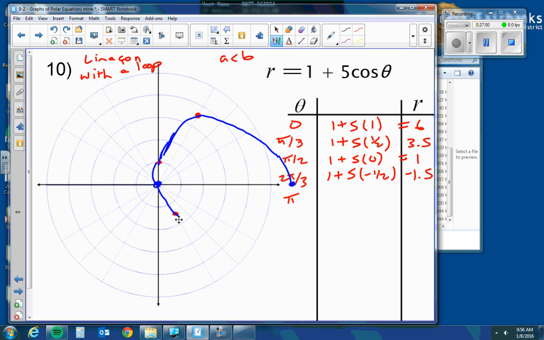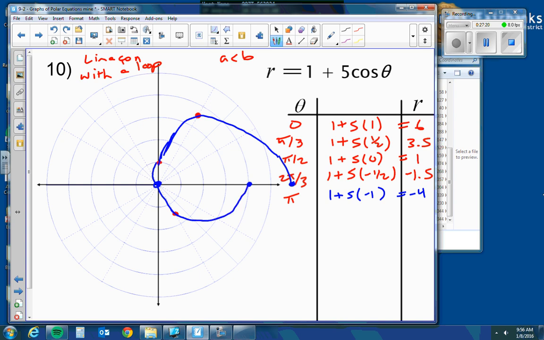Now, we need one more. I didn't do pi. I should have done it first. What do I get there for r? Negative 4. So once again, my angle is facing west, but my negative radius means it's 1, 2, 3, 4 there. And so it's going to go like that.